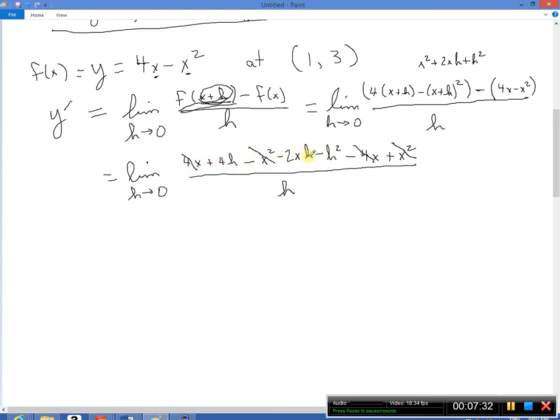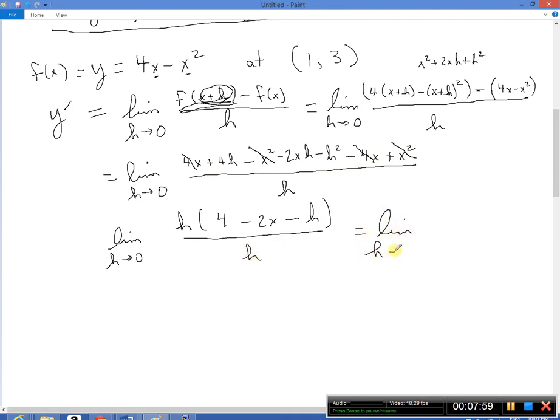Well, there's an h in every term, so why don't I go ahead and factor that out. So this is the limit as h goes to 0 of h times what's left. 4 minus 2x minus h, and that's it. There's nothing else left. All of that's divided by h, so this is the limit as h goes to 0 of, see the h's cancel, 4 minus 2x minus h, and that's an easy limit. No problems there, no 0 over 0 like we had at the beginning here.